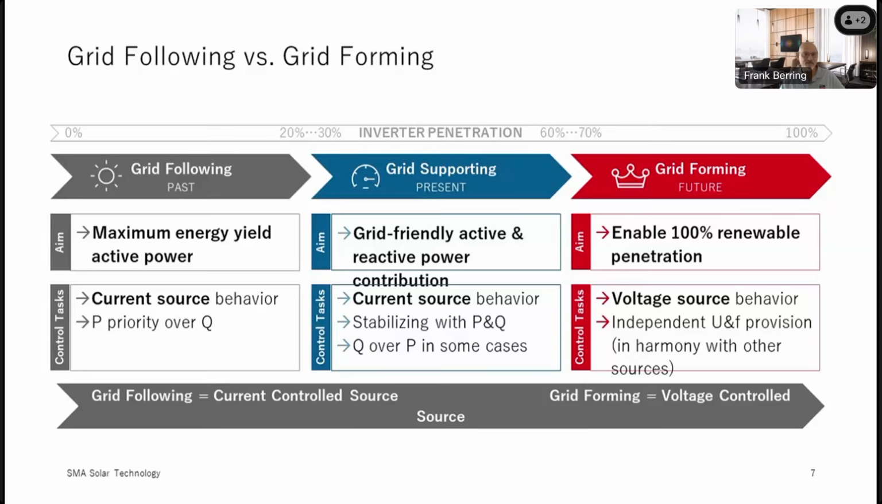And then over time, the inverter started getting called on to do more, still as a current source, but to prioritize Q over P in some instances, to curtail, just to do more and to interact with the grid in more ways. And as we see inverter penetration increasing even further up into this 70 to 100% range, and hopefully we'll get to 100% together one day, we see the need that in order to maintain stability on the grid, the control mode of the inverter needs to change from being a current source behavior to being a voltage source behavior. And that's what we'll talk about in the next couple of slides.